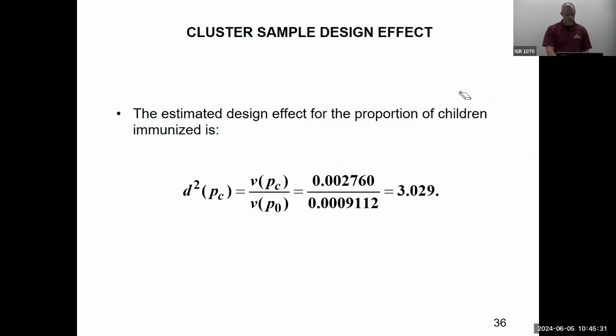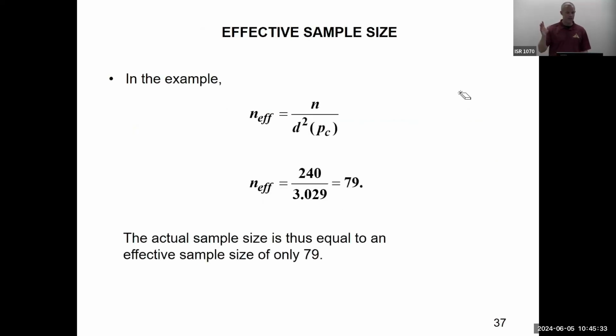So, effective sample size calculation: the actual size of our complex cluster sample is 240. Divide it by the estimated design effect for this particular proportion, 3.029. A simple random sample of size 79 would give us the same precision as our cluster sample. So you look at this and you say, well, what the hell? Why are we dealing with cluster sampling? Let's just go draw a simple random sample of size 79.